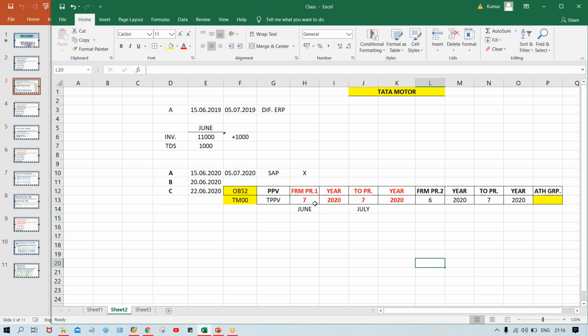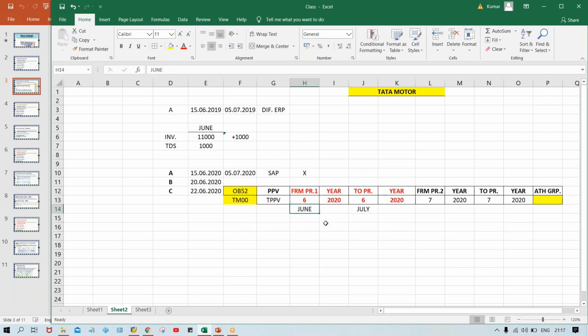Okay, so now what is happening, guys? The manager will do one thing. First of all, we are having from period 1 and from period 2. The manager is going to open the 7th period here. From period 2 means the 7th period it will be. Here the 7th period will be open, and the 6th period is going to open here.